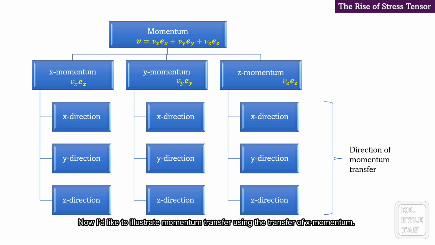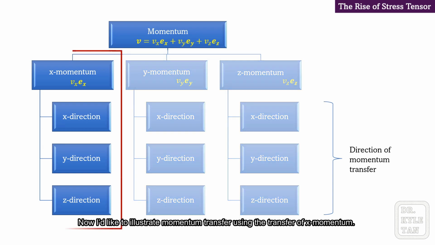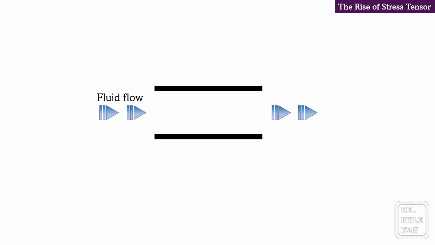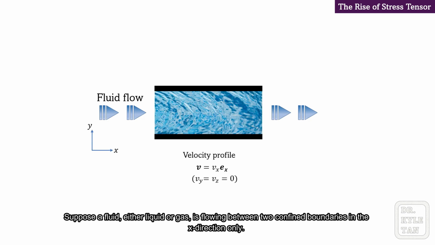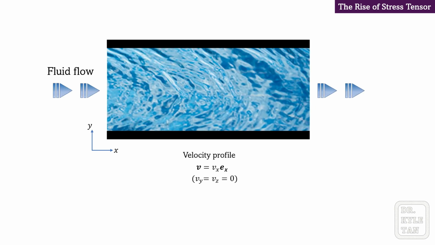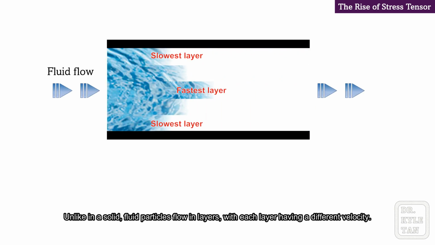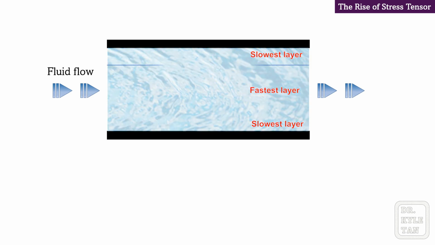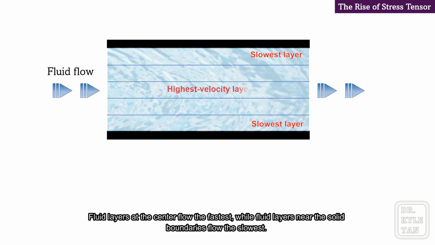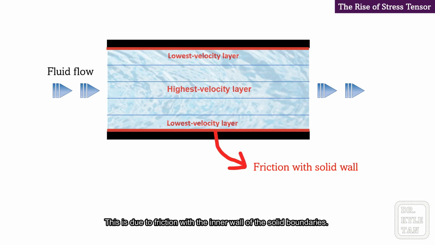Now I would like to illustrate momentum transfer using the transfer of x momentum. Suppose a fluid, either liquid or gas, is flowing between two confined boundaries in the x direction only. Unlike in a solid, fluid particles flow in layers, with each layer having a different velocity. Fluid layers at the center flow the fastest, while fluid layers near the solid boundaries flow the slowest. This is due to friction with the inner wall of the solid boundaries.